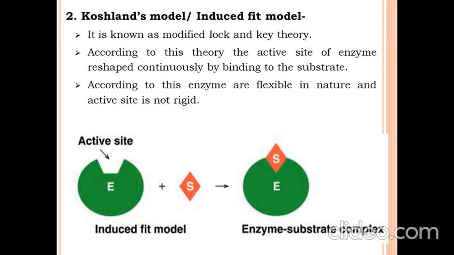Second one is the Koshland model or Induced Fit Model. It is also known as modified lock and key theory. According to this theory, the active site of enzyme reshapes continuously by binding to the substrate. Means active site का shape continuously change होगा after binding to the substrate. तो इस थ्योरी में हमें यह पता चला था कि एक्टिव साइट का शेप continuously change होता है.